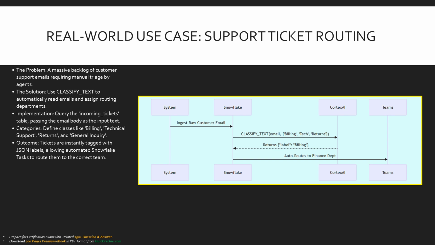This sequence diagram shows the automated workflow in action. The system ingests a raw customer email into Snowflake. Snowflake seamlessly calls the Cortex AI classify text function, passing the email and the target departments. Cortex AI evaluates the text and returns a JSON object identifying it as a billing issue. Snowflake parses this label and immediately auto-routes the ticket to the finance department. It is a completely touchless, intelligent pipeline.